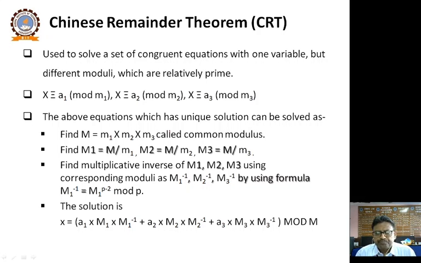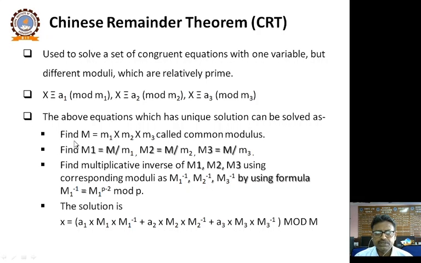So the Chinese remainder theorem is used to solve congruent equations having only one variable. For example, suppose we have three equations: x is equal to a1 mod m1, x is equal to a2 mod m2, and x is equal to a3 mod m3. How do we get the value of x, because a1, a2, a3 are different, and the modulus values m1, m2, m3 are also different? The Chinese remainder theorem states how to solve this. The above equations have a unique solution, and it can be solved.